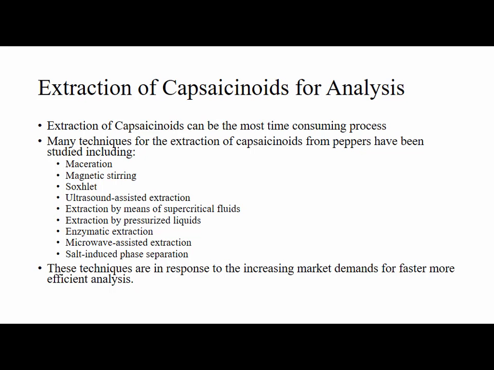All right, so I'm going to talk a little bit about the extraction of capsaicinoids and some of the methods used for that. This is the most time-consuming process, so it's always careful to determine what method you want to do. The one that I'm going to be focusing mostly on is this salt-induced phase separation, which is the method that I chose to use for my research. These techniques are also in response to increasing market demands for faster and more efficient analysis.